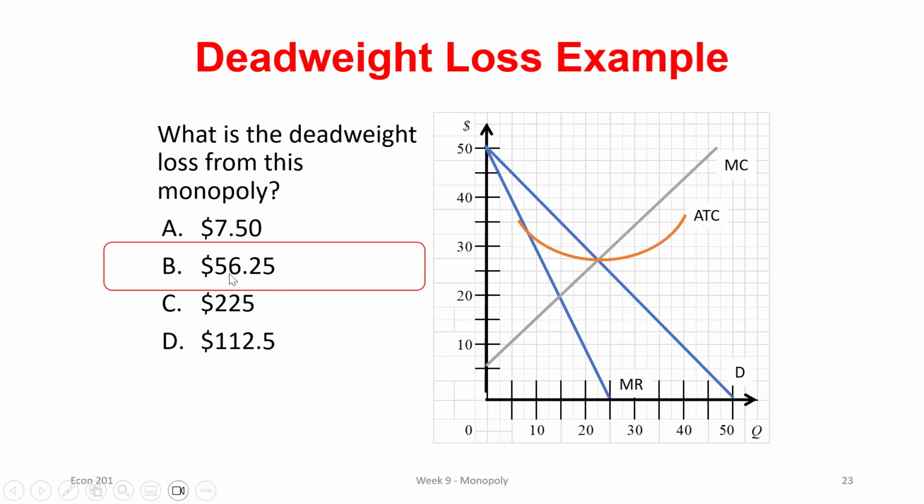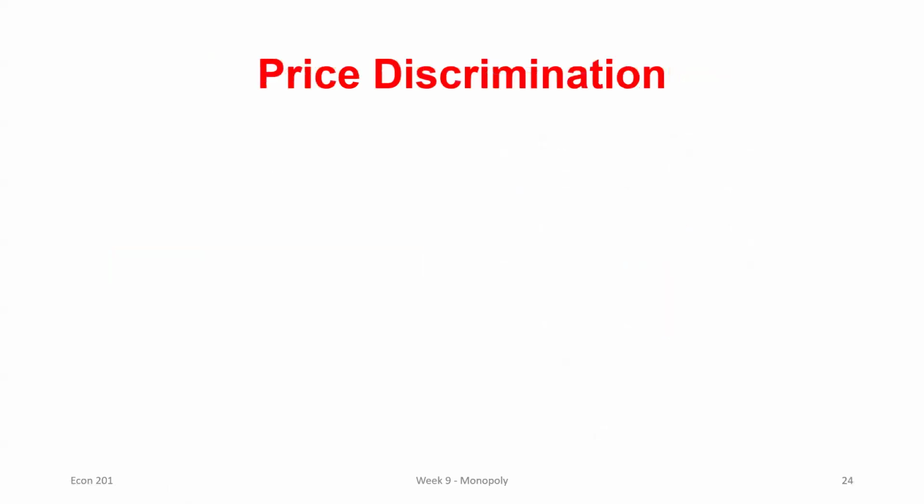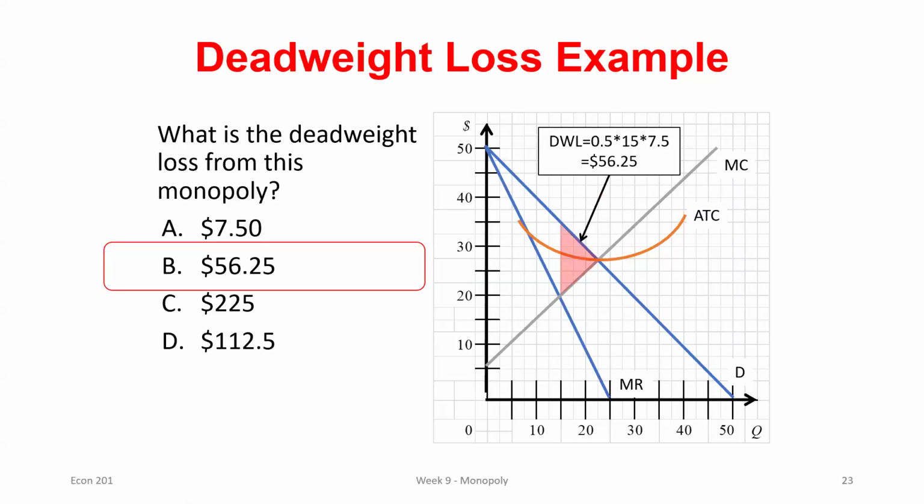7.5 times 15 does not give me 56.25. Why? What did I forget? Deadweight loss is the area of a triangle, so I need to then multiply by 1/2. Okay? So that's how we could calculate deadweight loss. Any questions here?